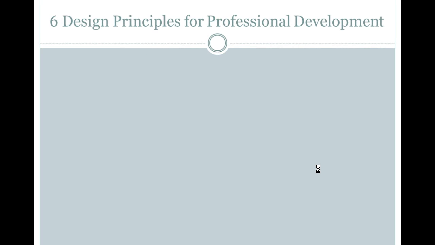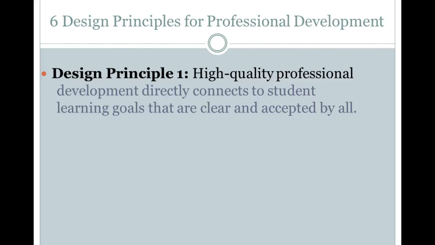All right, moving on. So, what are the 6 design principles for professional development? Well, first you have principle number 1, which is high quality professional development directly connects to student learning goals that are clear and accepted by all. So, your professional development should not be random, but it should be directly connected to student learning needs. So it should focus on the theory and practice underlying pedagogical content knowledge.